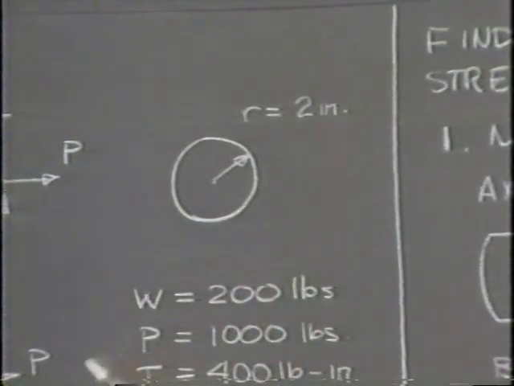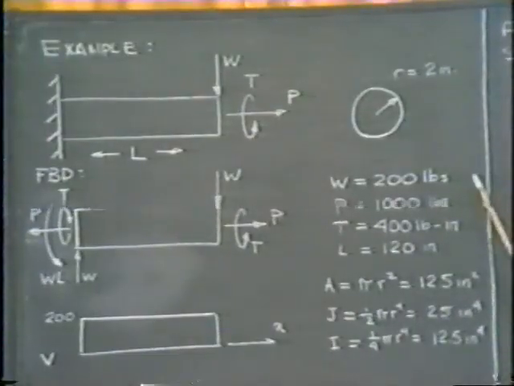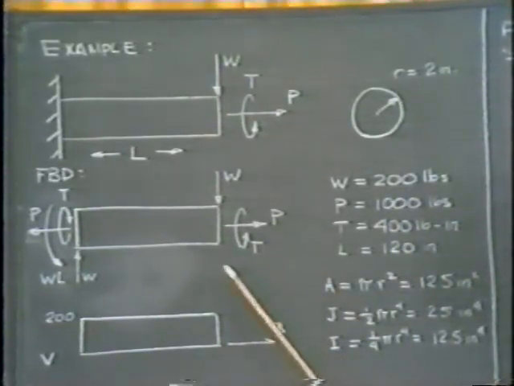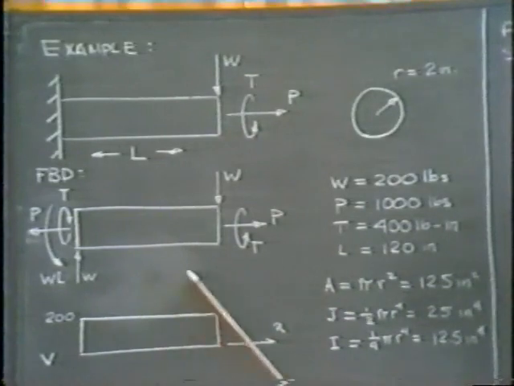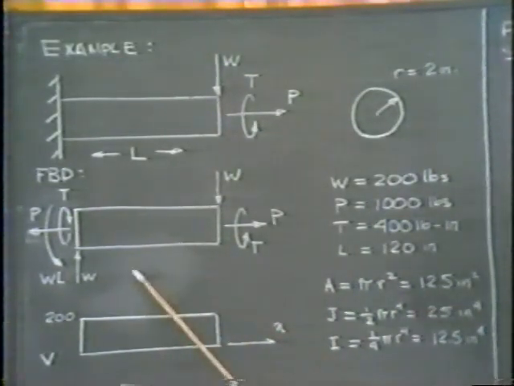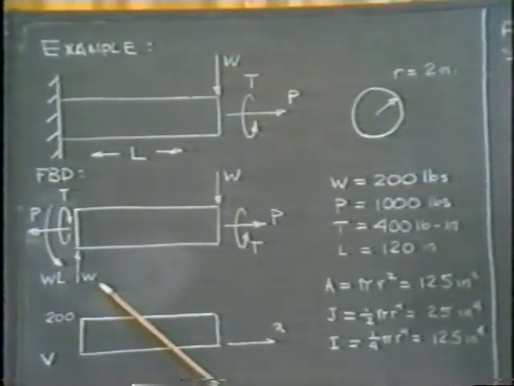Okay. I've also listed down here values for the various loads. The weight, suggested by W, is 200 pounds, along with an axial load, a torsional load, and the length of the beam. The first task would be to draw a free body diagram. I had to squeeze it into the blackboard here just a little bit, but here's my applied loads. On this end would be all the appropriate loads that a fixed support is capable of providing.